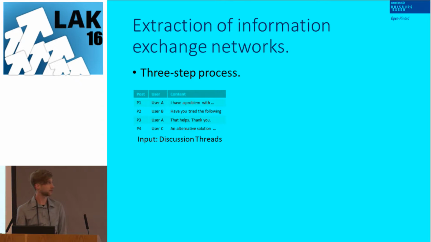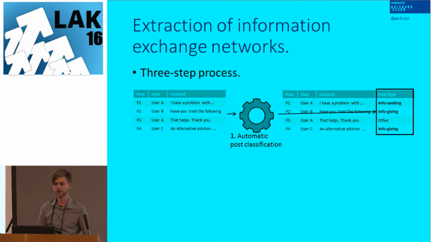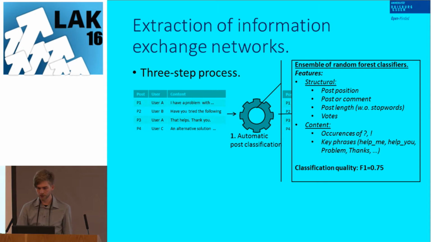How can we do this? We start with the discussion threads, then we use machine classification to label the posts as information seeking, information giving, or other posts. We used an ensemble of random forest classifiers combining structural and content features of a forum post.